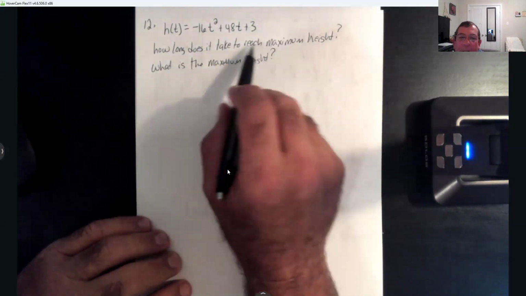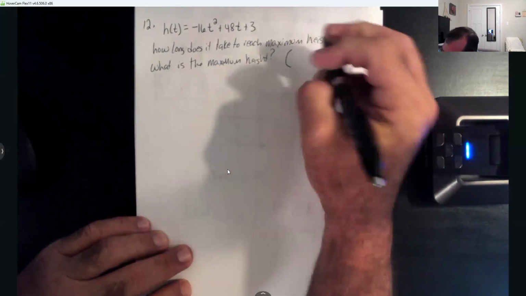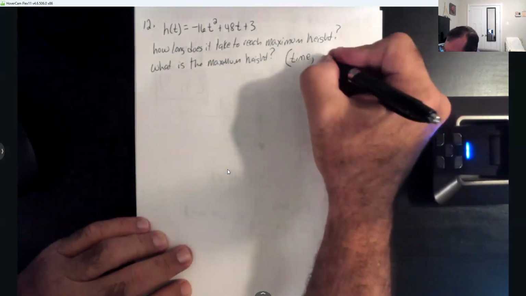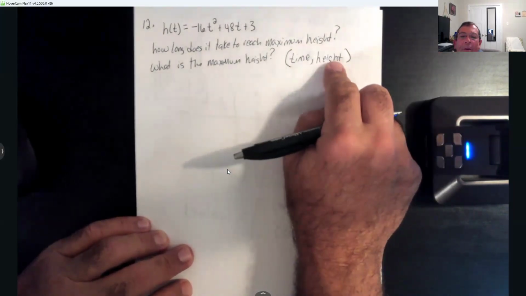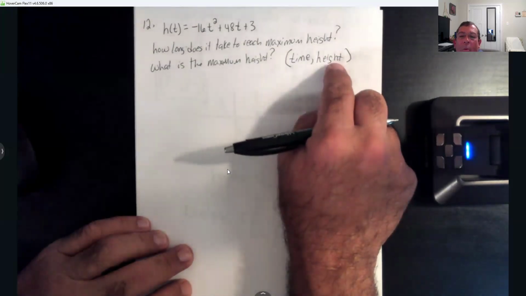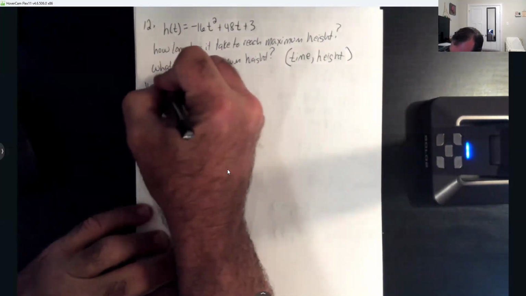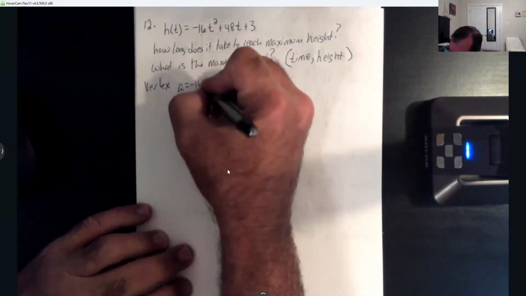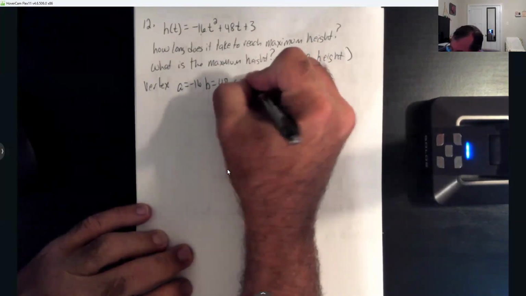But all we want to know is the height and how long it took to get to that height. Well, on the vertex, the time will be the x variable, and the height will be the y value. So if we can find the x coordinate, that'll give me time. The y coordinate will give me the height. So we're doing the vertex stuff again. For us, a will be -16, b will be 48, and c will be 3.